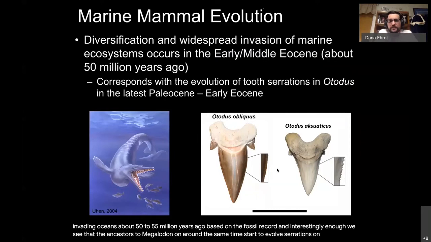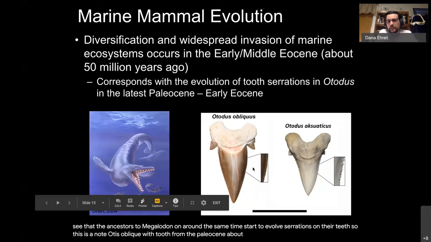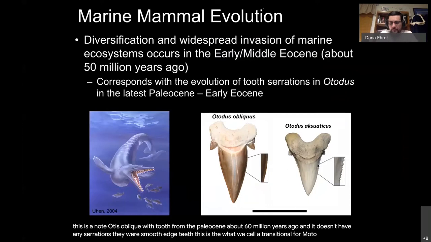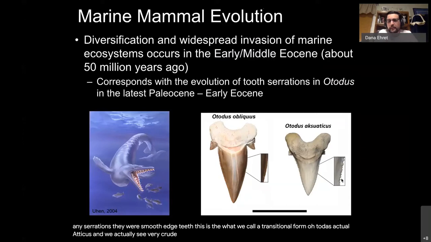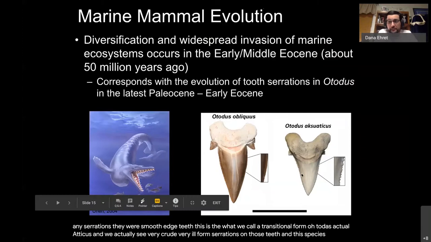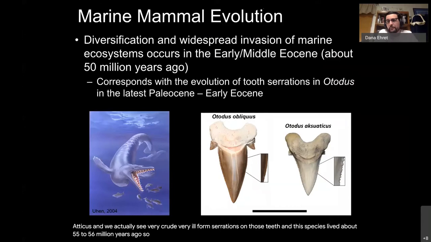So this is an Otodus obliquus tooth from the Paleocene about 60 million years ago, and it doesn't have any serrations. They were smooth-edged teeth. This is what we call a transitional form, Otodus auriculatus, and we actually see very crude, very ill-formed serrations on those teeth. And this species lived about 55 to 56 million years ago. So there might be some evolution of these serrations in conjunction with marine mammals invading these ecosystems.